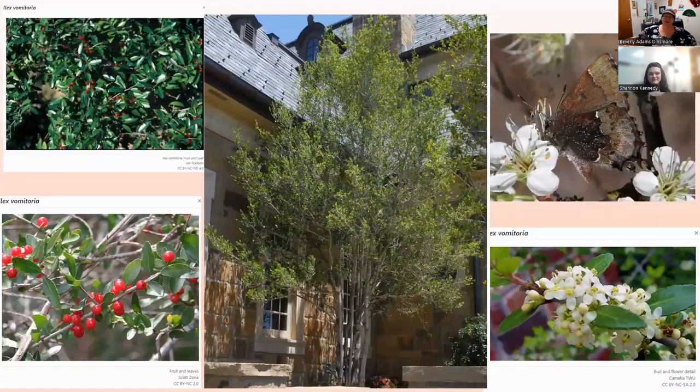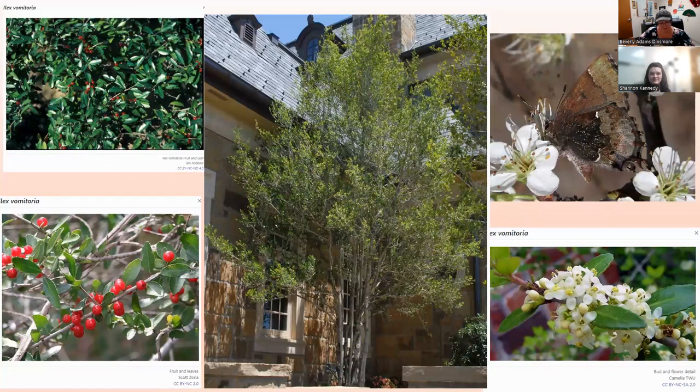This is a Japanese holly. They grow 12 to 45 feet. These can be used in the landscape as the full form of the tree, or you can train them to be a hedge as well. They tolerate a variety of soil conditions in sun or partial shade.